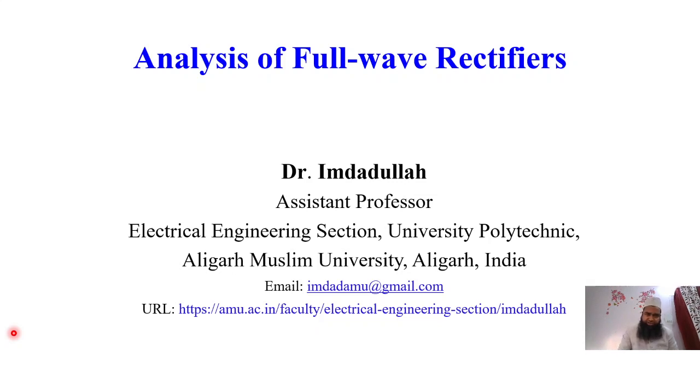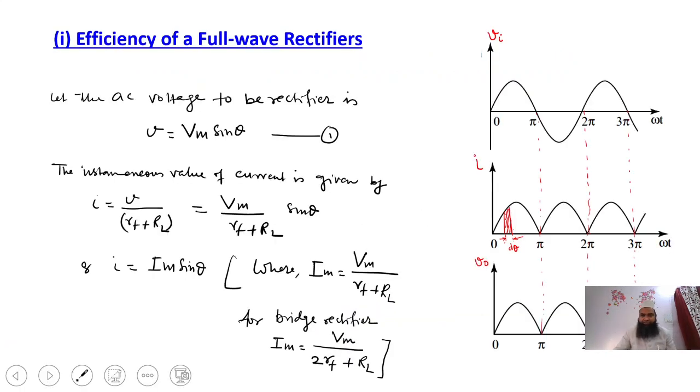Dear students, in this class I am going to analyze the full wave rectifier, that is, calculate its efficiency, ripple factor, DC output voltage, DC current and RMS value of load currents, etc. This is the input applied to the rectifier, and this is the output current of the full wave rectifier, and this is the output voltage appearing across the load.